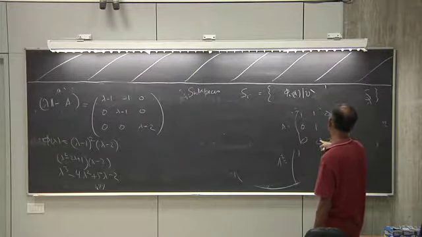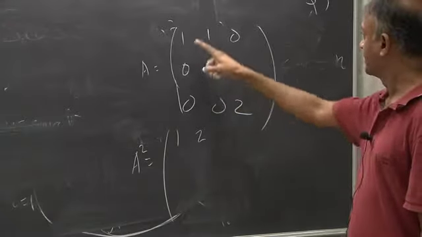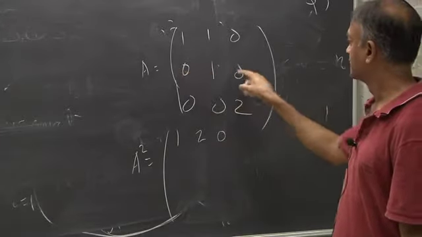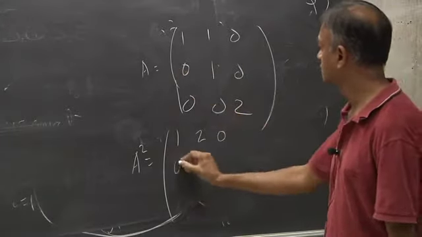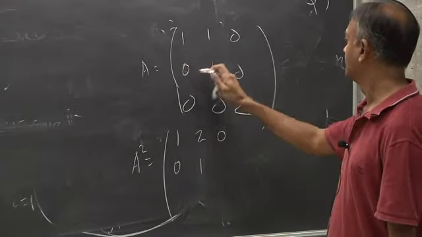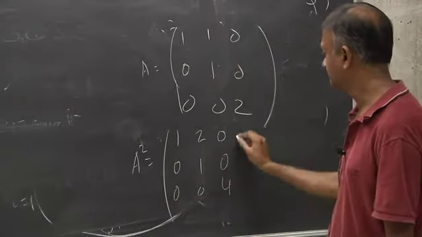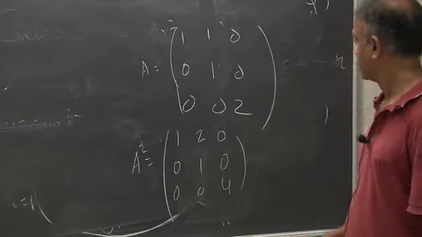This with that is 2, right? Is it 1? Yeah, 2. And this with this is 0. And this with that is 0. This with that is 1. And this with that is 0. And then finally this is 4, right? That's A square. And what is A cube?